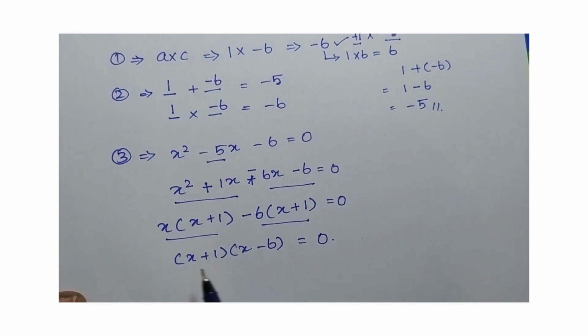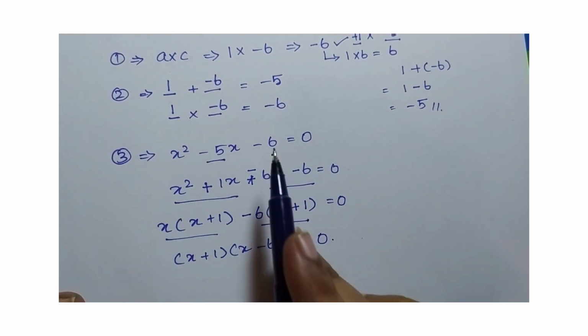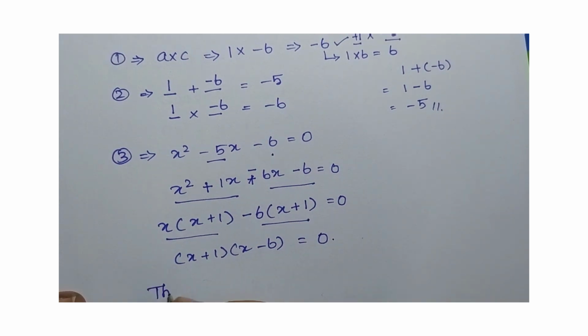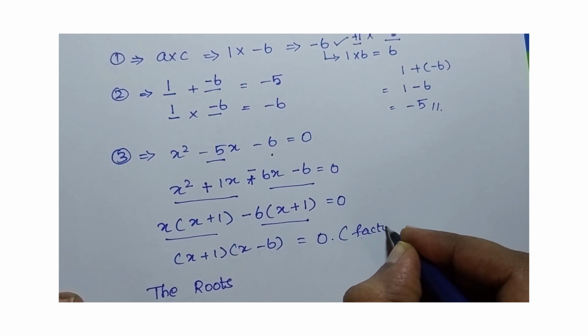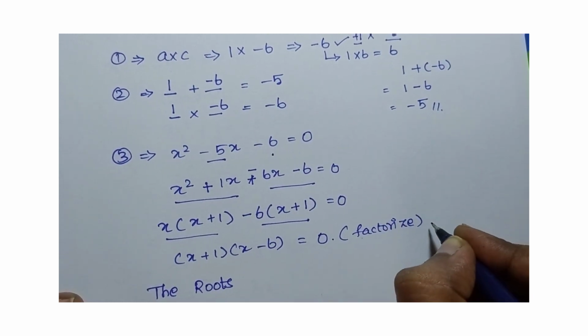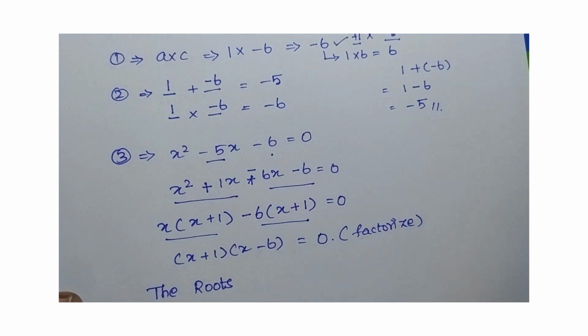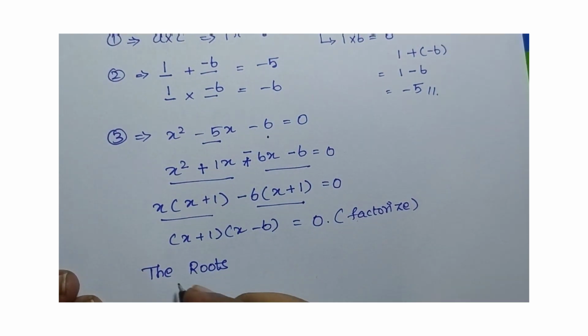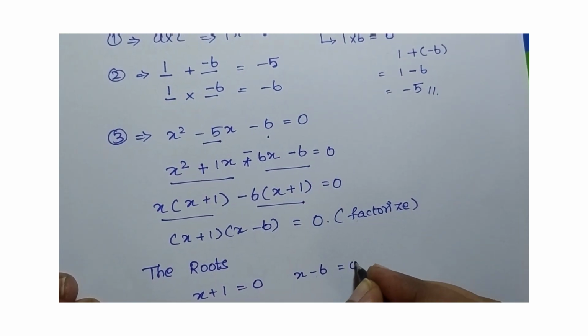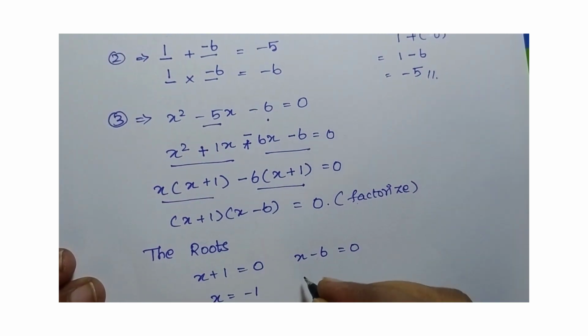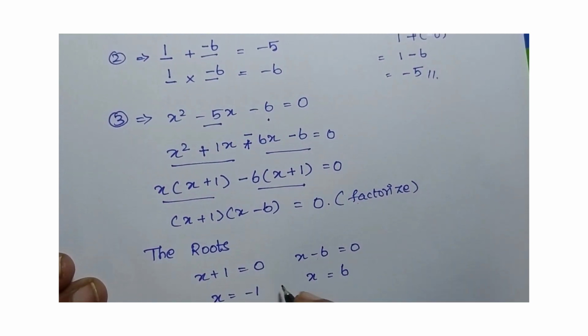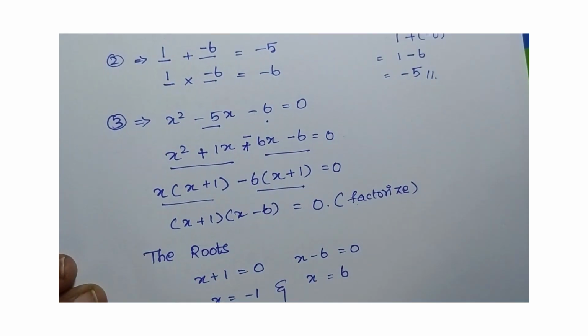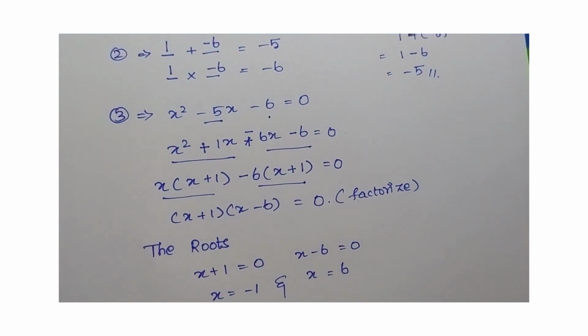So this is the factorized form of the quadratic equation. If they ask you to find the roots, this is the factorization. If they ask to factorize, then stop there itself. If they ask for the roots of the quadratic equation, then follow the upcoming steps. X plus 1 is equal to 0. X minus 6 is equal to 0. X is equal to minus 1 and x is equal to 6. These are the two roots of this quadratic equation. That's it. Then we move to the question.